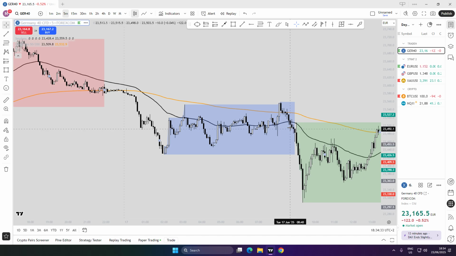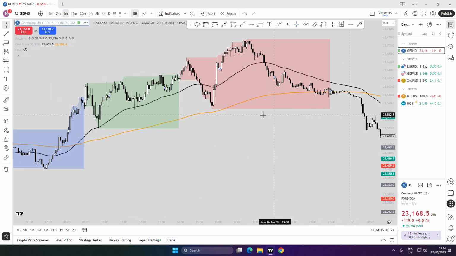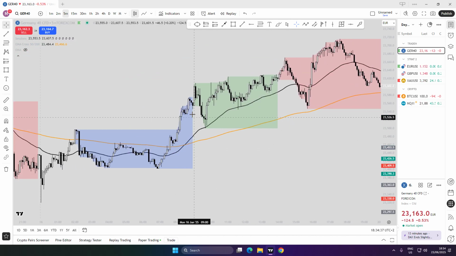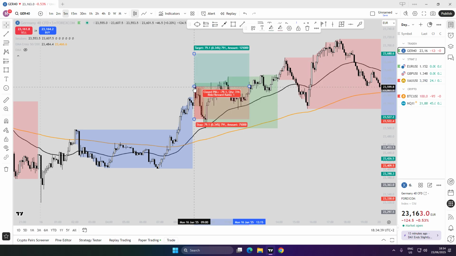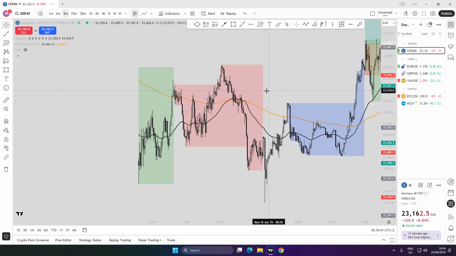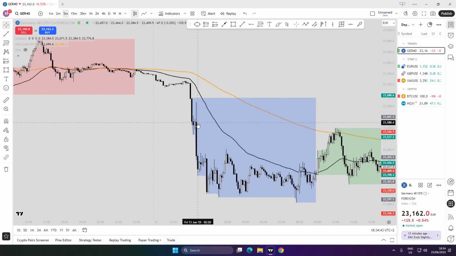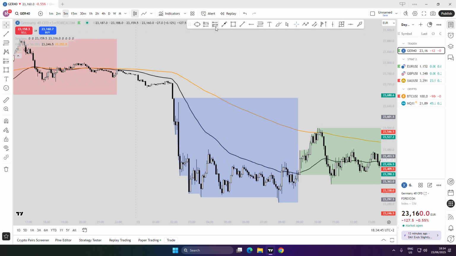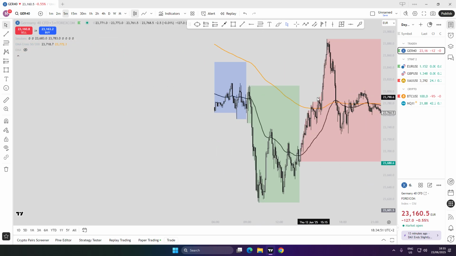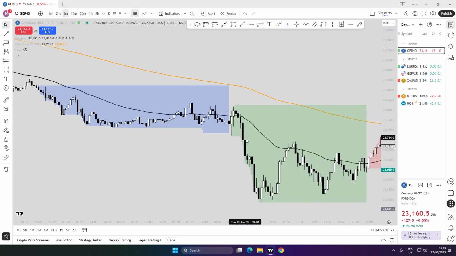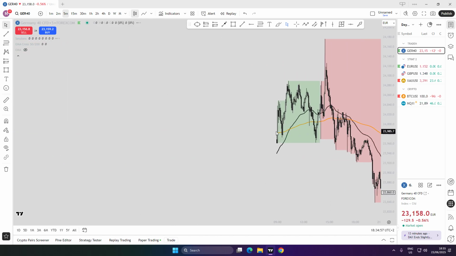No, here there is no entry model. Here we look for buys. You see it's a loss. Here we look for sells. Oh, I'm looking at the wrong side. Here there is nothing. Here you looked for sells, but it was a loss.